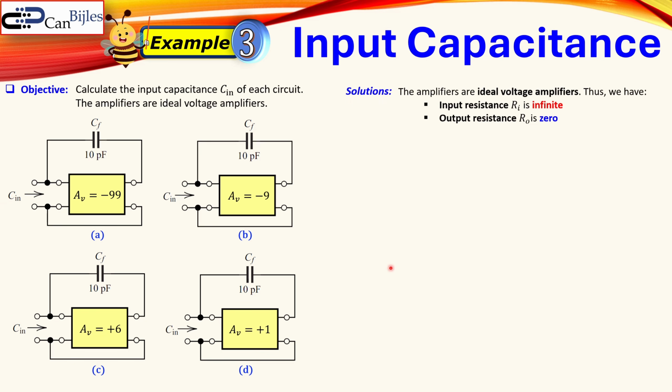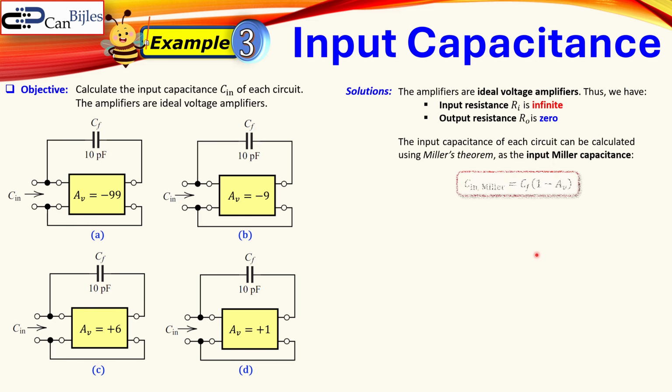So the solutions, again, the amplifier has an ideal situation, so the ideal voltage amplifier. So we can say the input impedance or input resistance of the amplifier is infinite, and output resistance is 0. And that means the input capacitance of each circuit can then be calculated using Miller's theorem, having this input Miller capacitance. So we can say C in, which is then the Miller, is given by CF times 1 minus the gain.